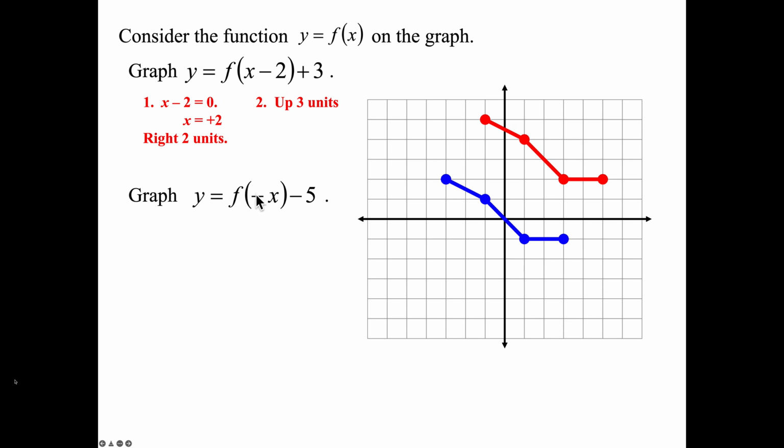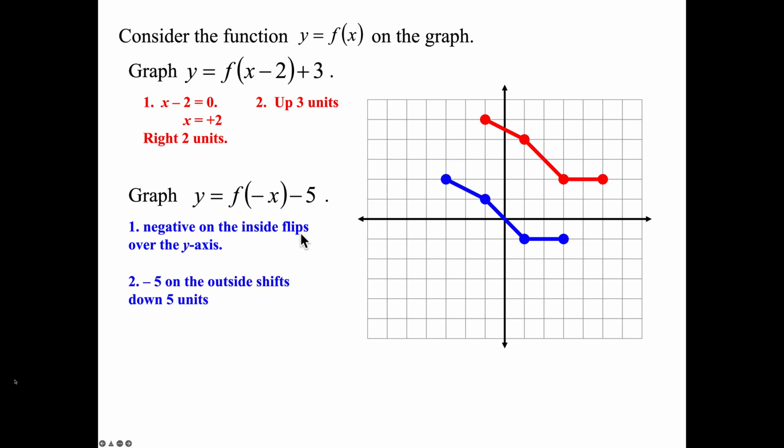All right, second function, we'll do this one in blue. So here inside, we have a negative being multiplied to my x. That means I have to go from positive x's to negative x's. That's flipping over the y-axis. Minus 5 on the outside, so then we're going to go down 5. There's my 2 transformations. And I promise you'll never do more than 2 transformations on a graph.